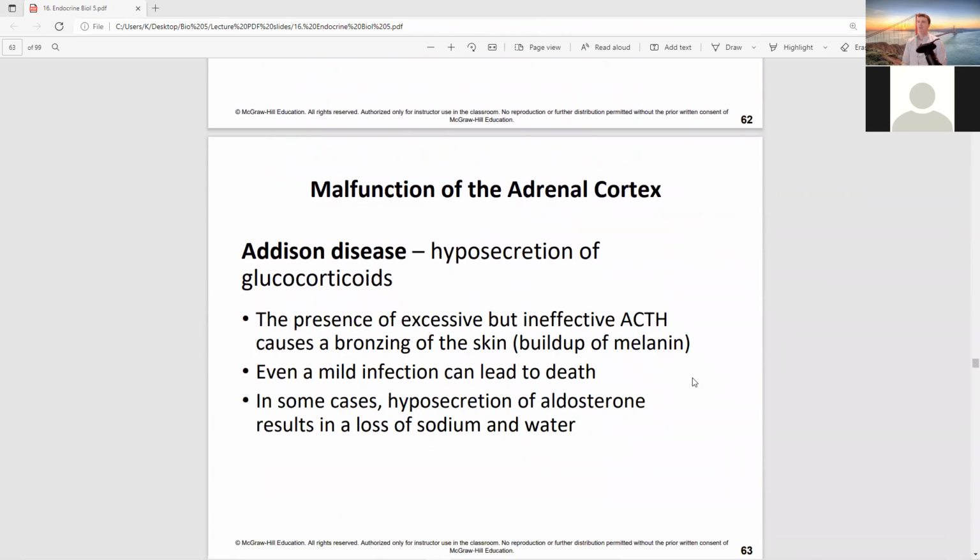So malfunction of the adrenal cortex can cause Addison disease, which is hyposecretion of glucocorticoids. The presence of excessive but ineffective ACTH causes a bronzing of the skin, or a buildup of melanin. Even a mild infection can lead to disease. In some cases, hyposecretion of aldosterone results in a loss of sodium and water.